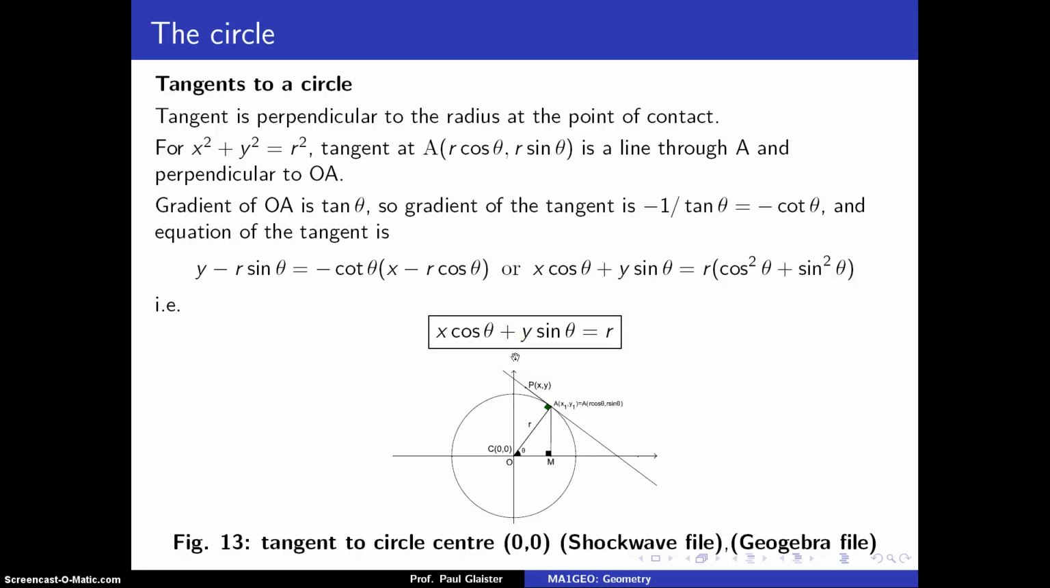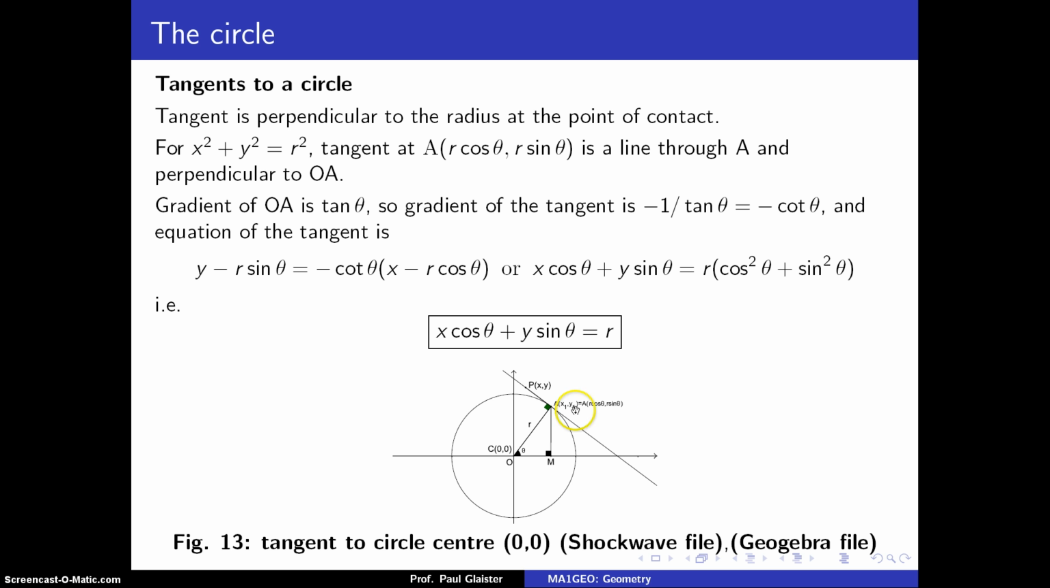In this second screencast on circles, we're going to look at tangents, normals, and so on for general circles. But we're going to begin with the circle centre the origin, radius r. Now, last time we proved the following equation for the tangent to a circle at the point with parametric coordinates r cos theta, r sin theta, where theta was the angle that the point A made with the x-axis and r was the radius of the circle.